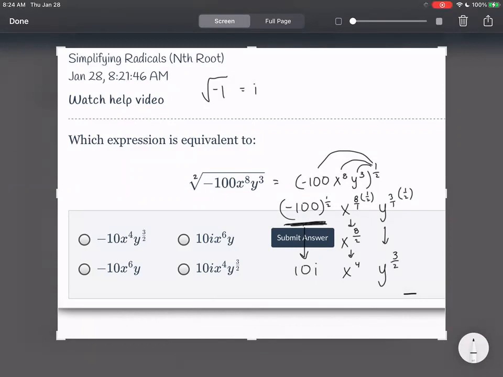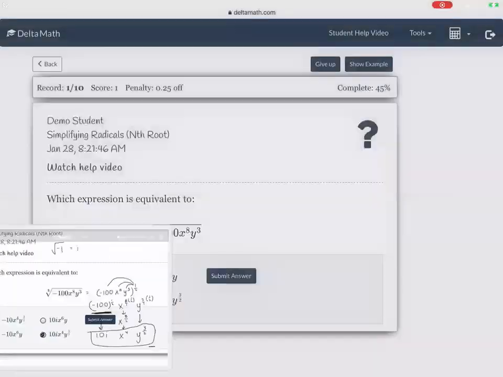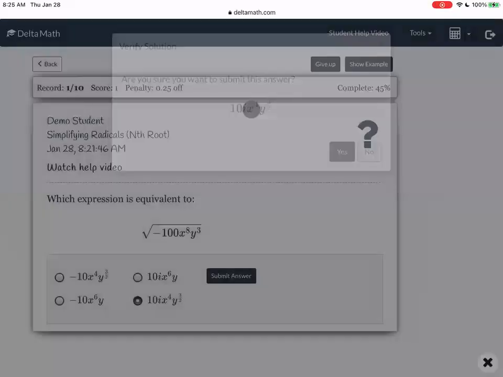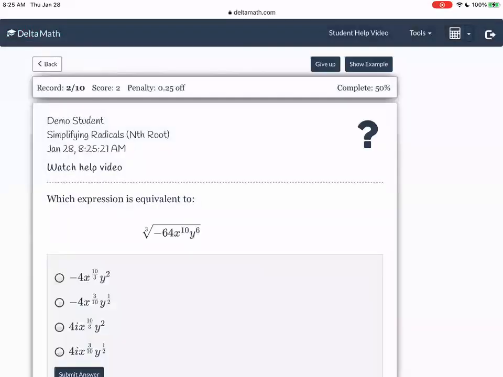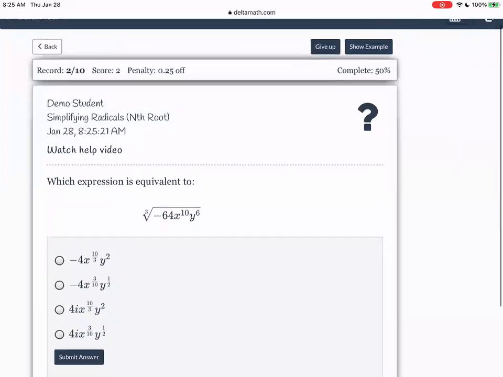So then we just need to look for this. 10i, x to the power of 4, y to the 3 halves. That would be this one, right? Yes, okay. And then any questions on this example? Okay, let's go ahead and select that one. And then let's go to another problem. Cool.